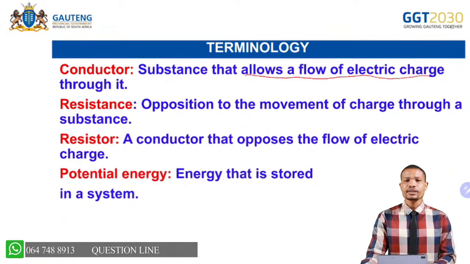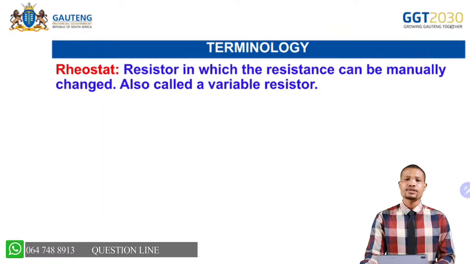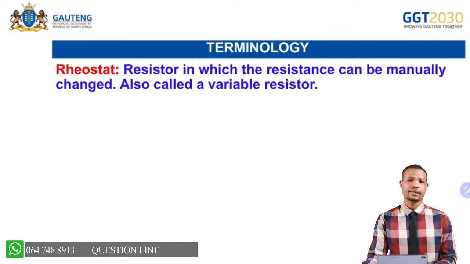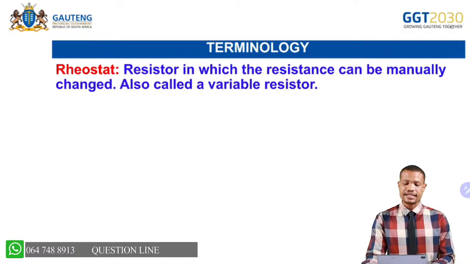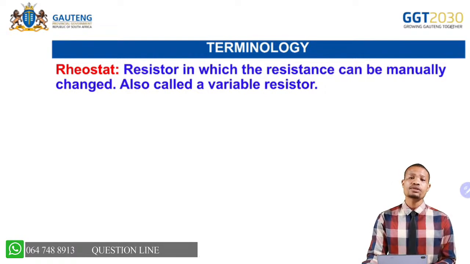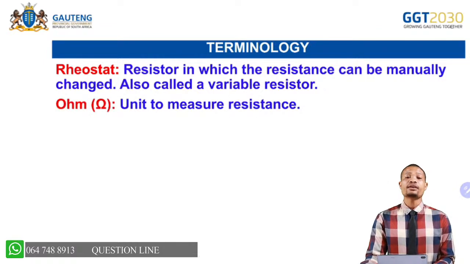All right. Potential energy. Potential energy is energy that is stored in a system. Let us continue. A rheostat, we've already defined this in our baseline assessment. If you still remember, thumbs up. If you don't, here's a reminder. A rheostat is a resistor in which the resistance can be manually changed or manually manipulated. It's also called a variable resistor. It's a resistor in which the resistance can be manually changed. And it's also called what? A variable resistor. The next term is an ohm.